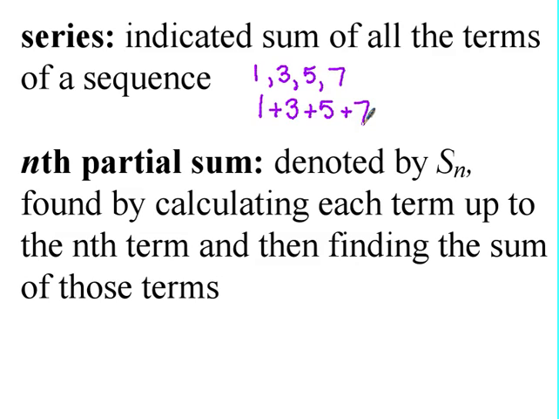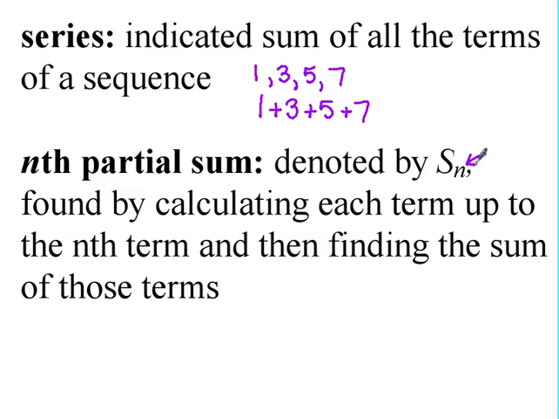And so we're going to talk about partial sums, which basically means instead of calculating the sum of the entire sequence, we're going to say, I want the sum of the first 3 terms, the sum of the first 4, the sum of the first 5. Okay, and so how you find the nth partial sum is that's denoted by S sub n, where n here indicates how many terms you're going to add up. It's found by calculating each term up to the nth term and then finding the sum of those terms. I actually thought at one time this was really tough, and then when I actually figured it out, I was like, wow, that's pretty easy.